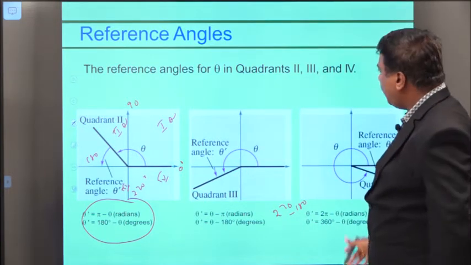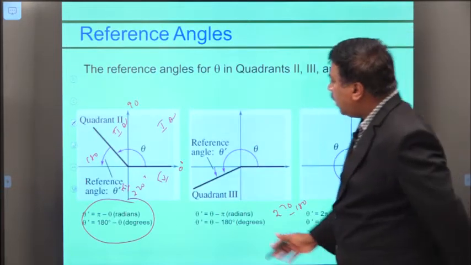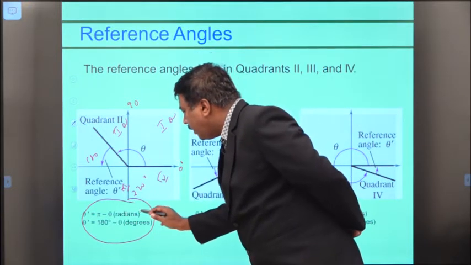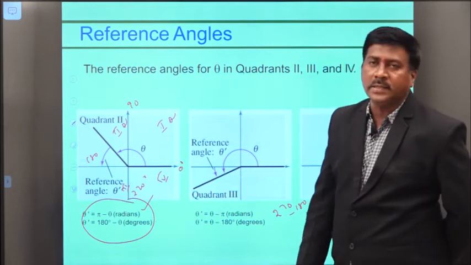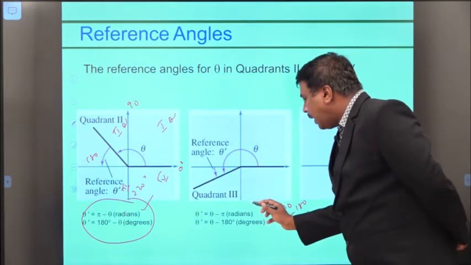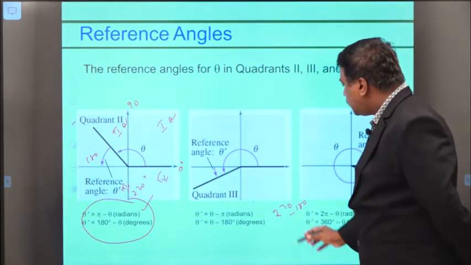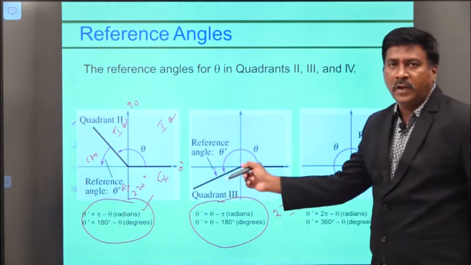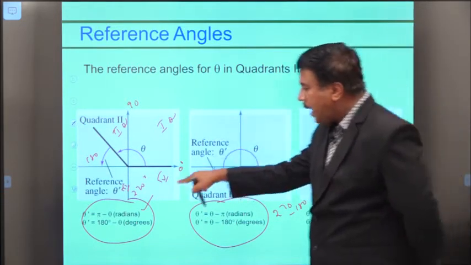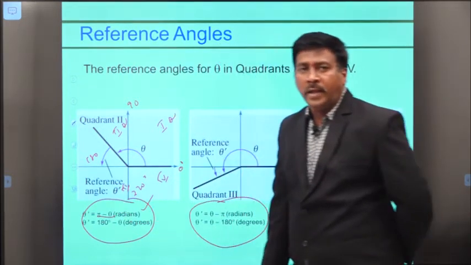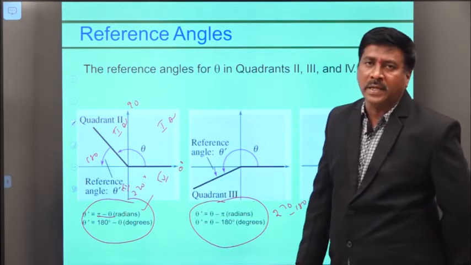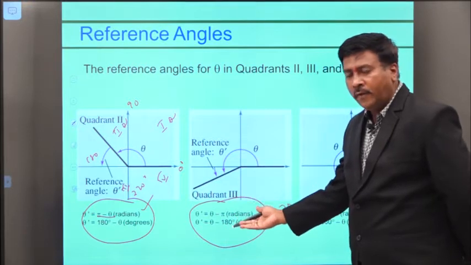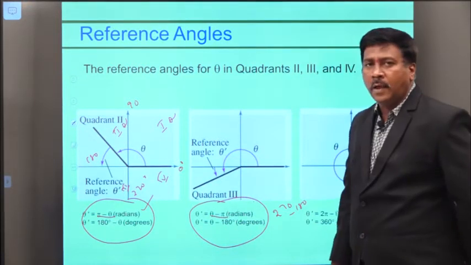So these are the examples. If the angle lies in the second quadrant, then for finding the reference angle, theta dash is equal to pi minus theta. If the angle lies in the third quadrant, then for finding the reference angle, theta dash is equal to theta minus pi. Please make the difference between those two. Second quadrant: pi minus theta. Third quadrant: theta minus pi.